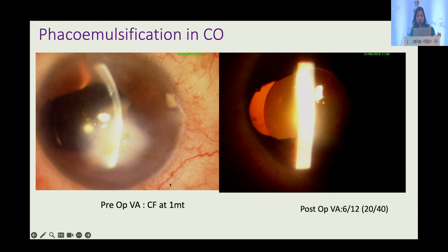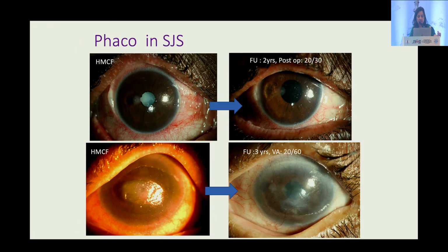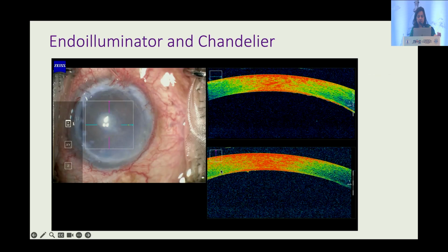This is yet another case where the visual acuity is 6/12. These are cases of Stevens-Johnson syndrome which are high risk for corneal transplantation, and so it is best to leave them with cataract surgery alone because you don't want to melt after a corneal transplantation in these cases.